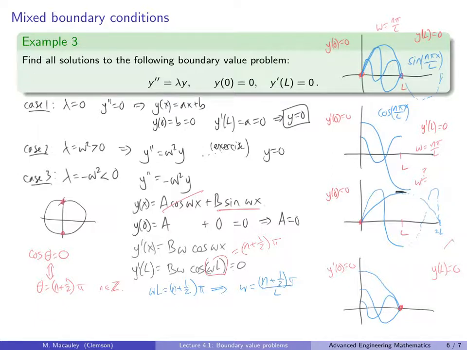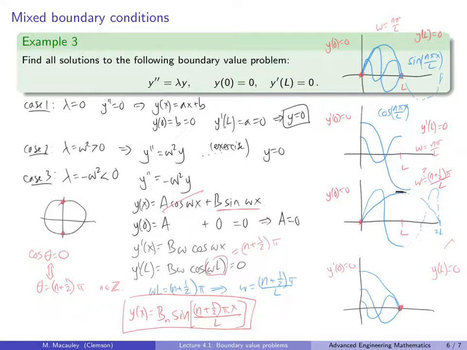So our final solution is that y of x equals, it's just this sine term. It's b, let's call it bn, sine of n plus 1/2 pi x over L. And that's it. So what was omega again? We said it was off by a factor of 2. The omega was n plus 1/2 pi over L. So a little bit different maybe than what we were expecting. So not quite off by a factor of 2, off by 1/2.